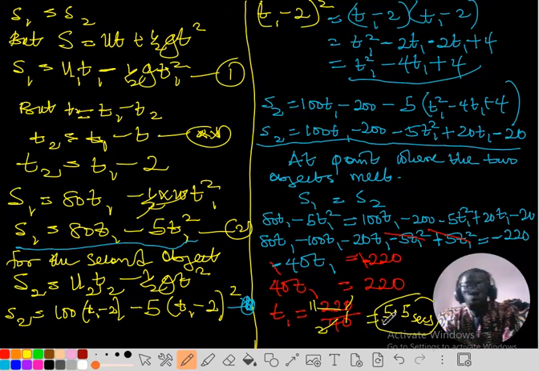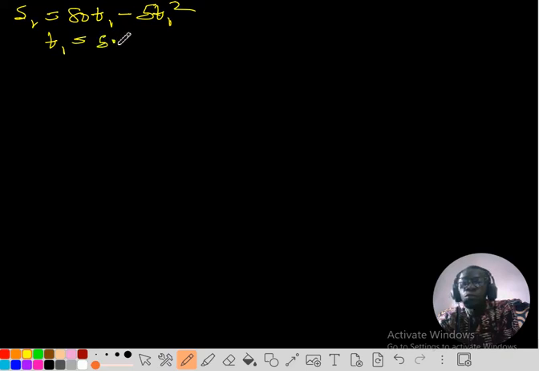This is when, now. If we need where, just put the value of t into any of the equations. Either you put the value of t for the distance x1, which equals 80 t1 minus 5 t1 squared, and that will give us where, or you put it in equation 2. Any of them will give the value, but you can now say t1 is 5.5 seconds. So put that here.